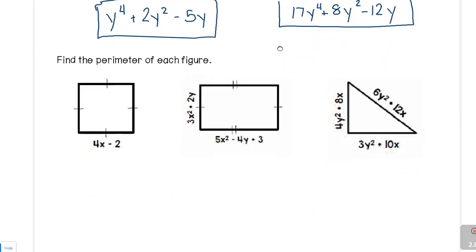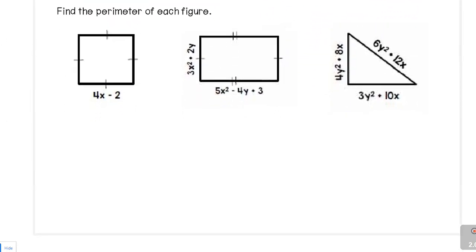Now let's look at a couple application problems here. So for these, we need to find the perimeter. And perimeter is adding all sides together. So we have a side length here for a square of 4x minus 2. That means it's the same thing all the way around. So we have 4x minus 2, and we're adding 4x minus 2. So that's two sides. Now we're adding 4x minus 2 for the third side, and 4x minus 2 for the fourth side. So we are going to combine our like terms here.